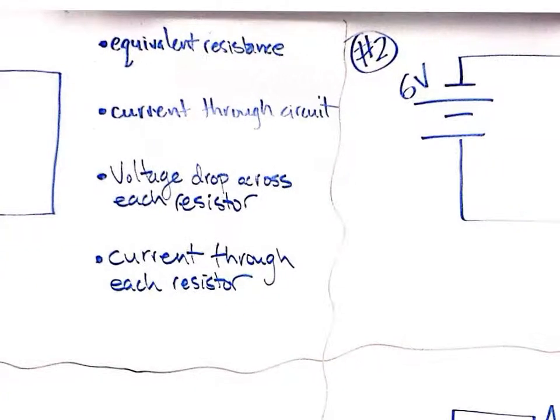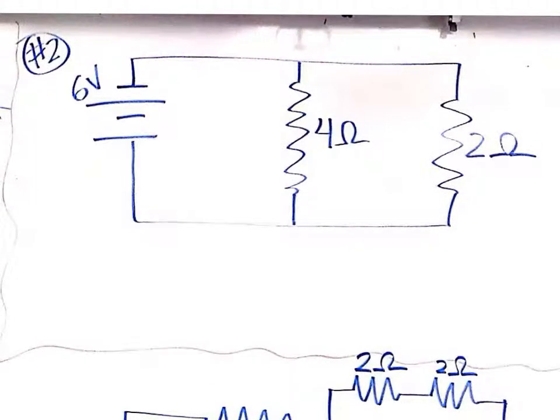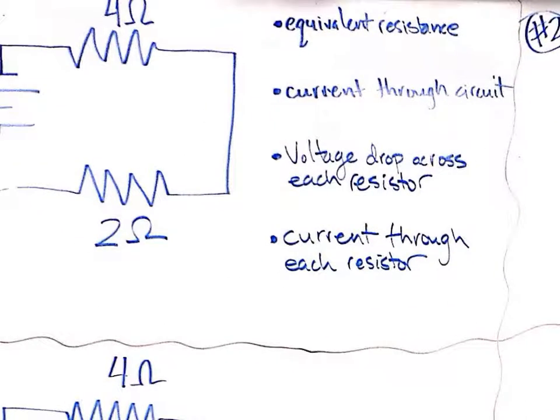If we were to look at example number 2, these resistors are in parallel because the electrons can flow through this one back to the battery or this one back to the battery. And the fact that there are two different paths for the electrons to take means that there is going to be actually less resistance in that one.